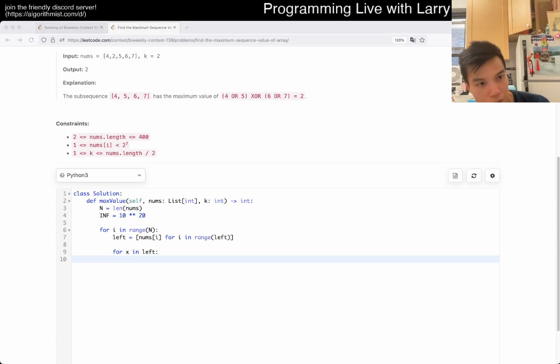I don't know how that's faster though. I can prove that it is faster. It still sounds like the same thing.